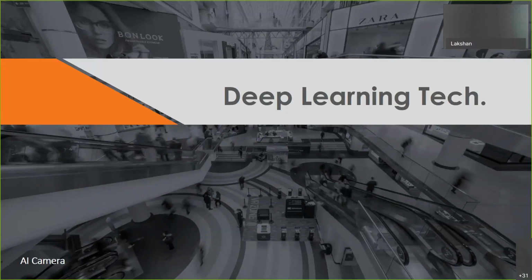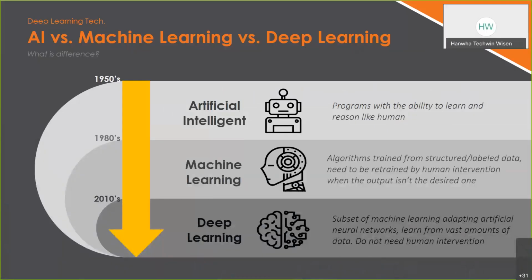Yeah, so let's start with deep learning. I think most of you already have some idea of deep learning. Of course, AI means a computer that can think like a human. In the AI field, there are two methods, which are machine learning and deep learning. About machine learning, the algorithm is trained from structured and labeled data, and needs to be retrained by human intervention when the output isn't the desired one.